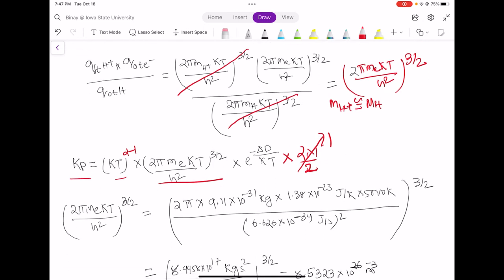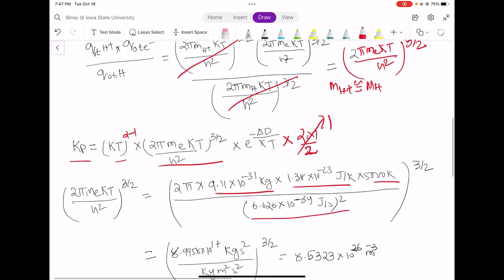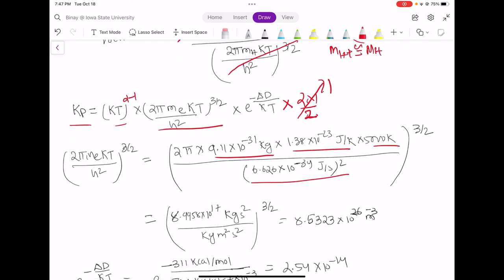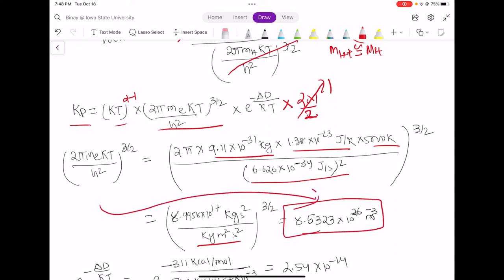So this is 2 pi me kT over h square. 2 pi, this is the mass of the electron, this is our Boltzmann constant, this is my temperature, and this is the value of Planck's constant. This whole thing, after cancelling all the units, comes as kg into second square per joule, where joule is basically kg into meter square into second square. If you just cancel out and calculate with a calculator, you will get this. So this value is equal to this.